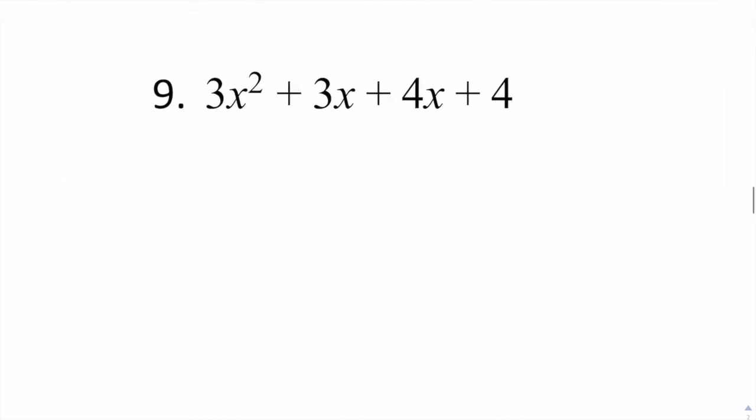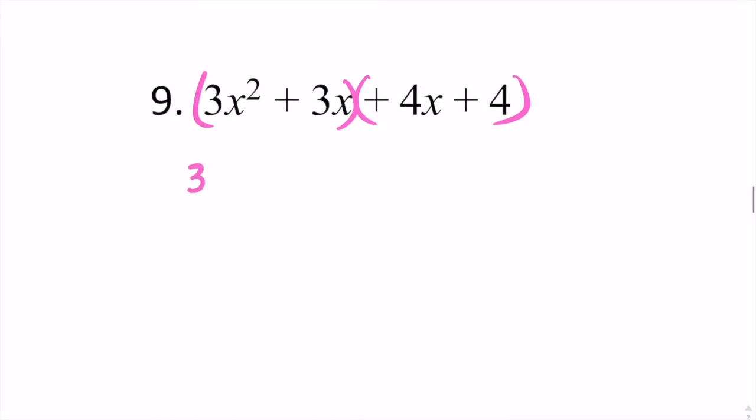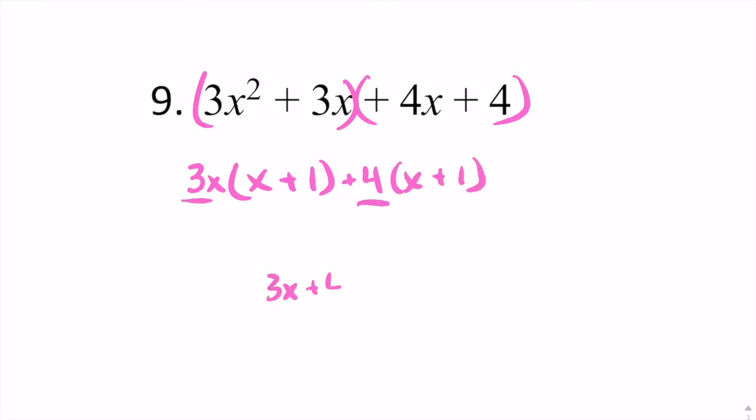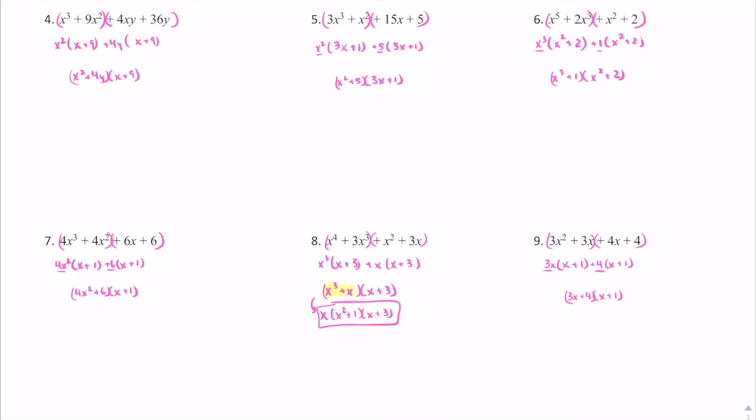Last but not least, here I do this. 3x, I get x plus 1, positive 4, I get x plus 1, I have 3x plus 4, and I have x plus 1. Okay, so those are the on your own. The only hard one was number 8. I would say it's pretty fair game. If you can identify that one, then yes, you should be able to do it.